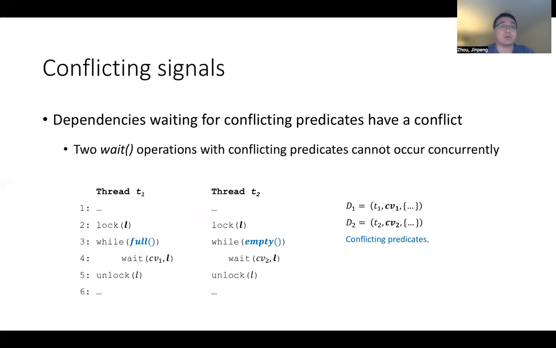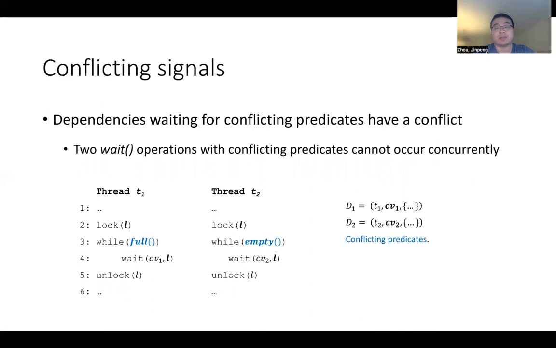The second rule is called conflicting signals. It defines that dependencies waiting for conflicting predicates have a conflict. This is based on the fact that two wait operations with conflicting predicates cannot happen concurrently. In this example, we have two wait operations associated with two conflicting predicates. The predicates full and empty cannot be true at the same time. Consequently, these two wait operations cannot be performed at the same time.